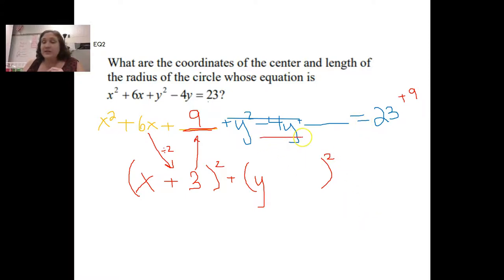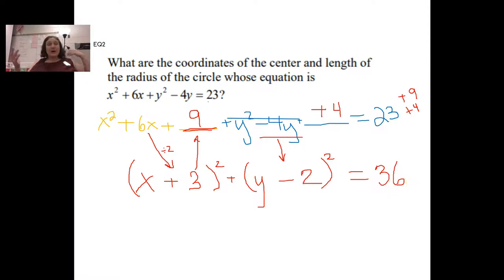Then I do my next one. Here's negative 4. Half of negative 4 is negative 2. Negative 2 squared is positive 4. So if I put positive 4 on that side, I put positive 4 on this side. When I add this all up, I heard it in the peanut gallery, 36 is our answer.